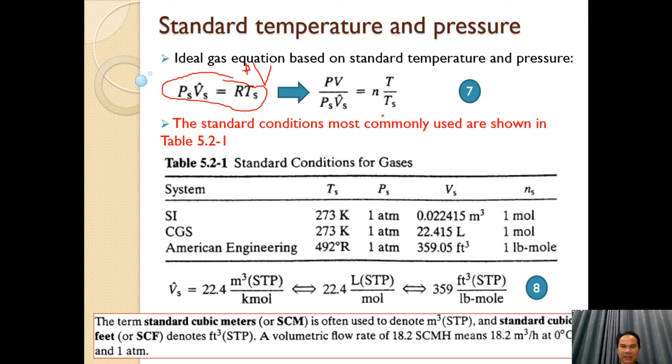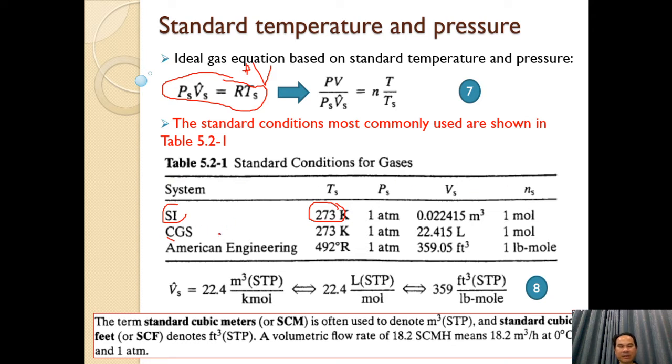This table shows you the standard condition of the gas. We show you 3 systems: SI unit, CGS unit, and American Engineering unit. In SI, the standard condition is 0 degrees Celsius or 273 Kelvin, 1 atm, and V_S is 0.0224 cubic meter. The standard number of moles is 1 mole. This is the standard condition.